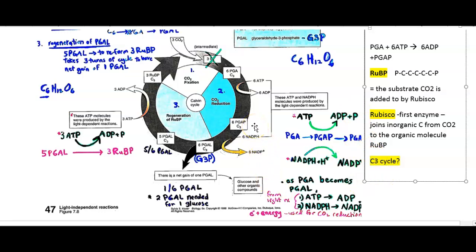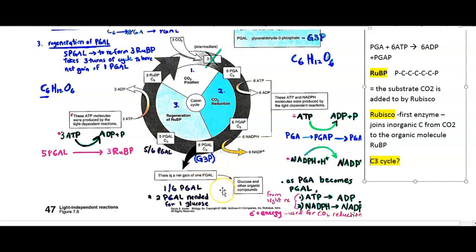Alright, so now we have 6 PGAPs. Now it's going to get further reduced using the electrons and the hydrogens that NADPH was carrying. So it drops it off. Becomes 6 PGALs. Remember, PGAL and G3P are exactly the same thing, just different ways to say the same molecule.